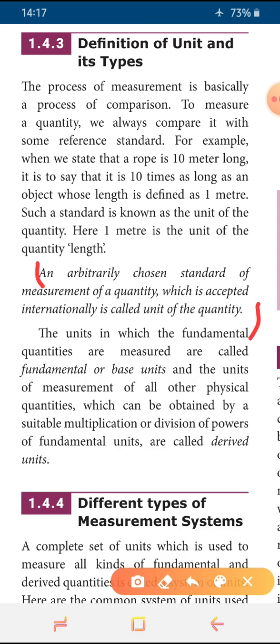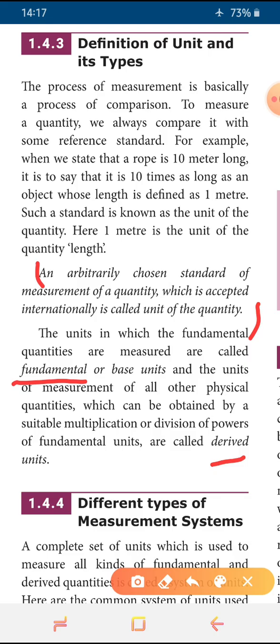In the unit there are two types, like quantity. So what are the two types of quantity? Fundamental quantity and derived quantity. In the same way, in units also there are fundamental units and then derived units. So we know what is fundamental quantity. The unit we use in fundamental quantity is called a fundamental unit.